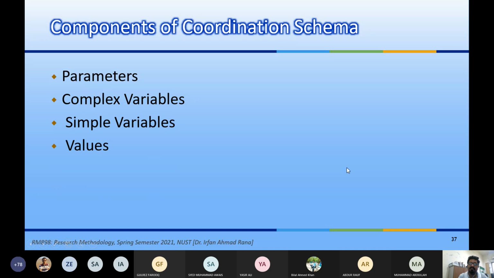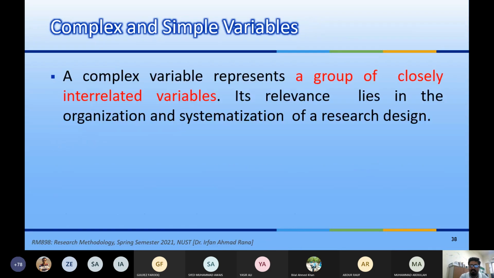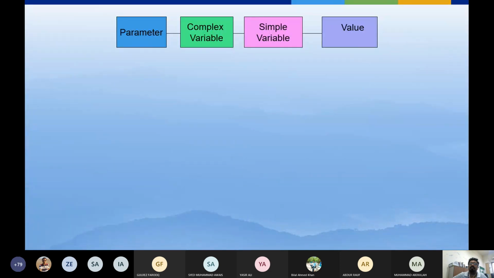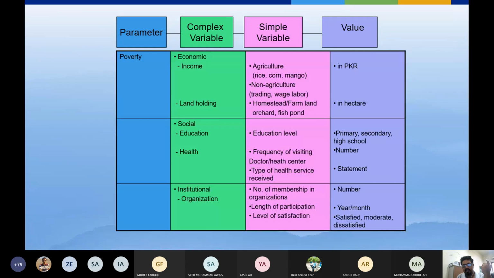So there are three parts: parameter, complex variable, and values. I'll go into the table and then maybe you'll notice it. Okay, so I'm talking about the parameter. First of all, the parameter can be an objective or a concept you want to measure. I'll give you the example of poverty again.